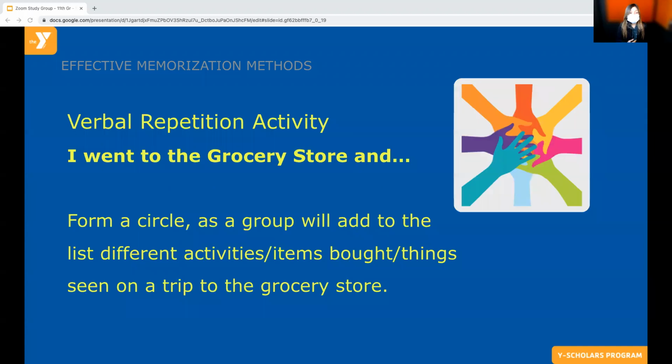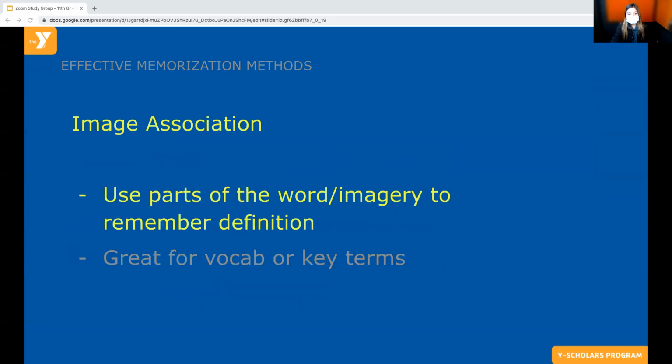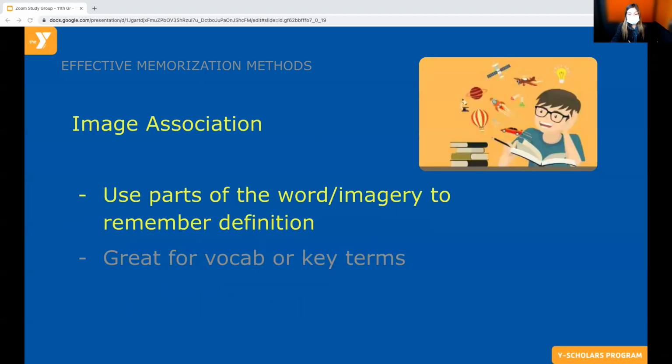So an activity I'd like to do is also go over how to use other memorization methods.